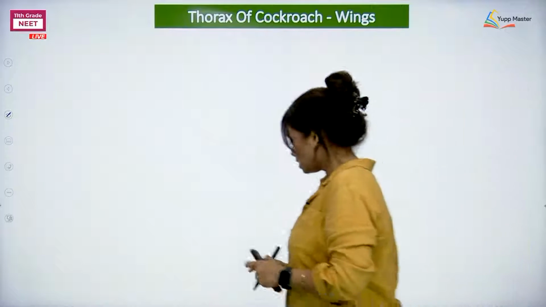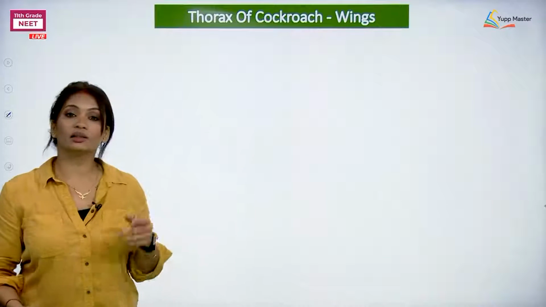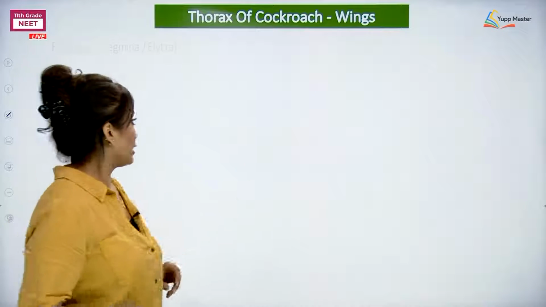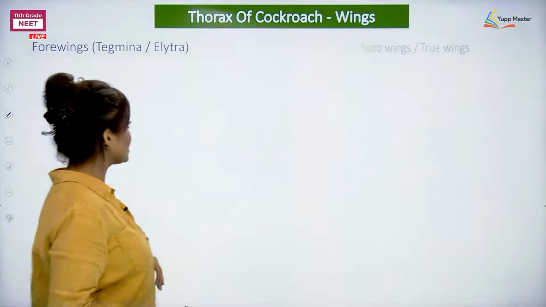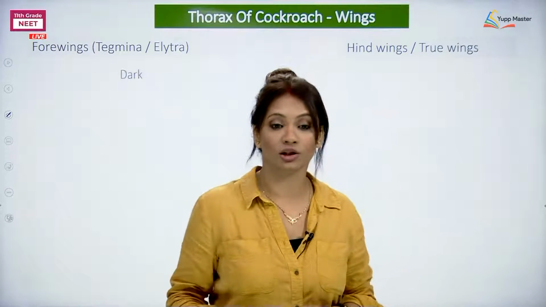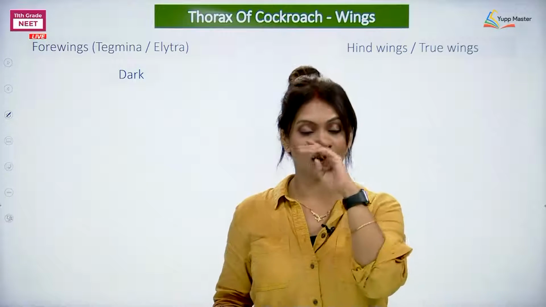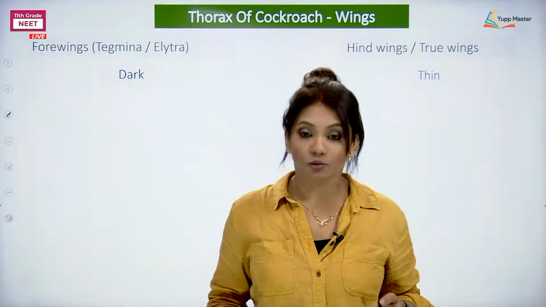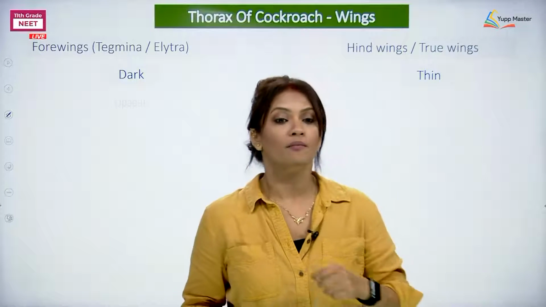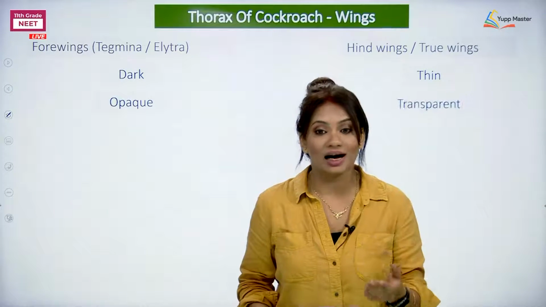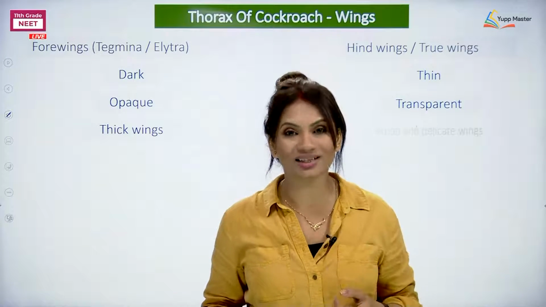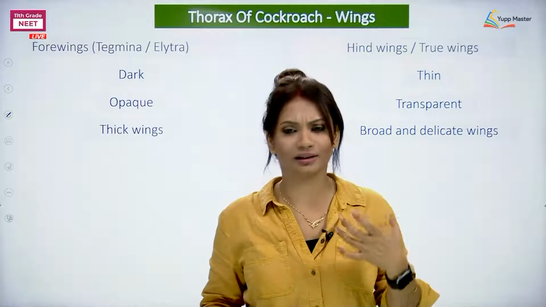Now coming to what exactly are the differences between the forewings and the hind wings. Alright, let's see one by one. First, the forewings, when you look at them, they are dark, whereas the hind wings are very thin, and they are almost transparent. Forewings are opaque, whereas the hind wings are transparent. Forewings are thick wings and the hind wings are very thin, they are brittle and they are broad.